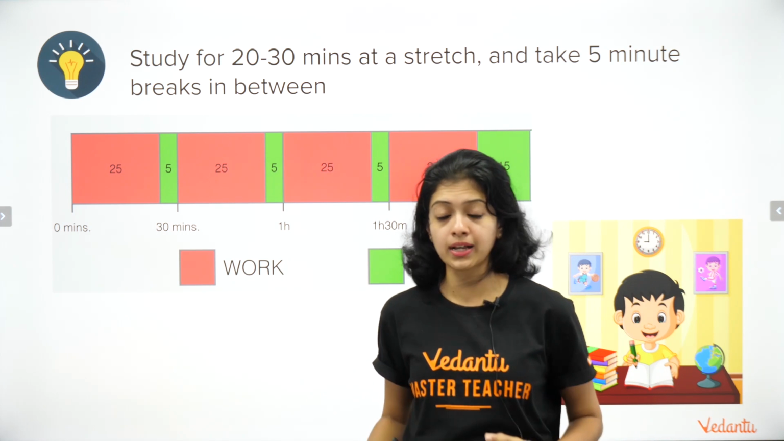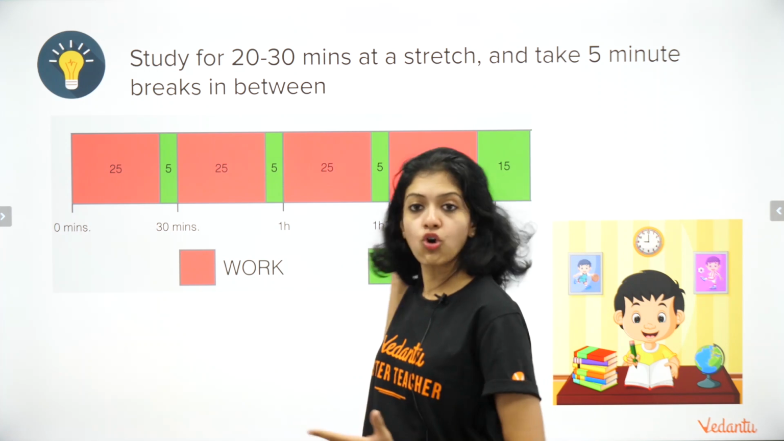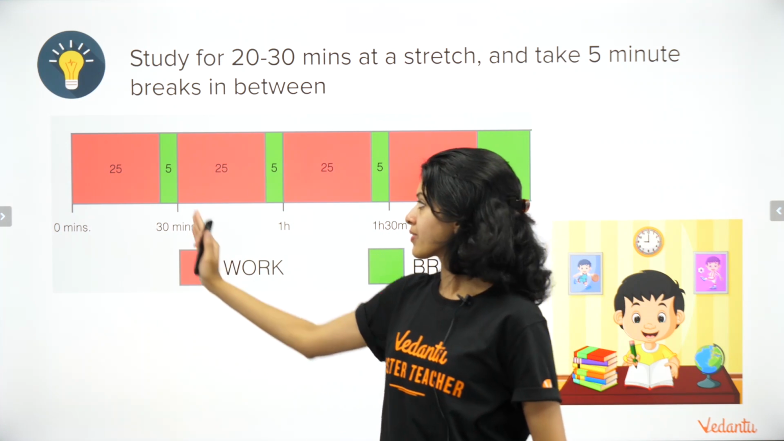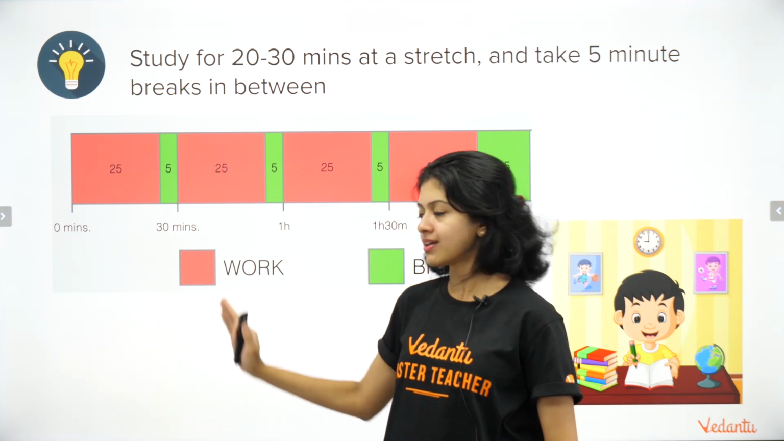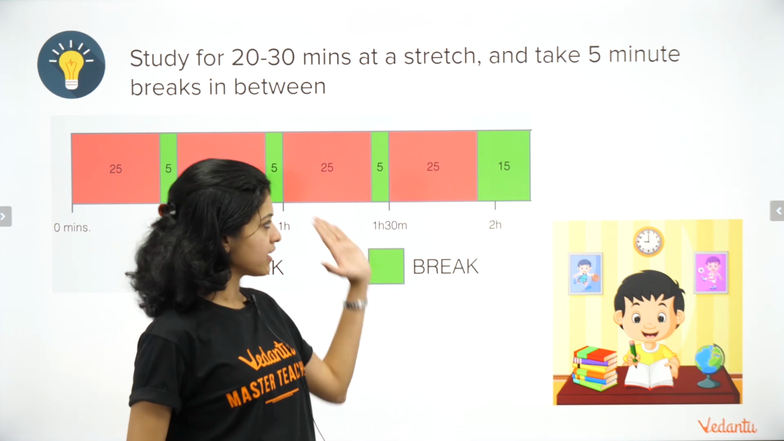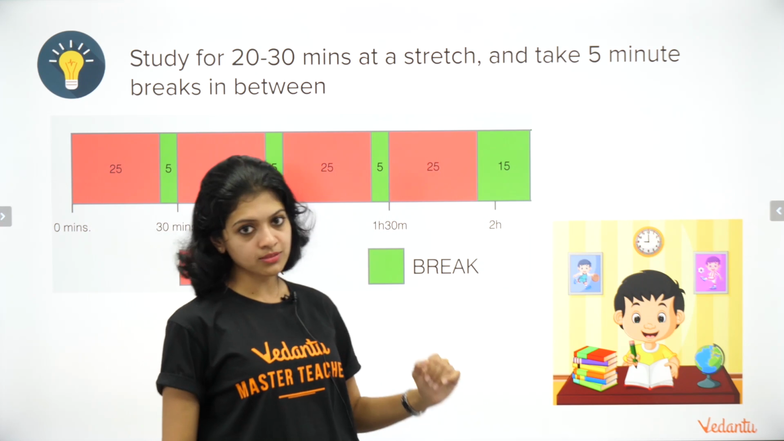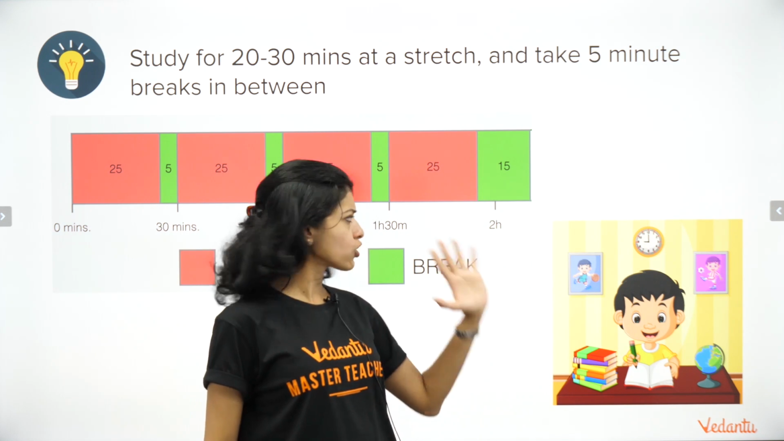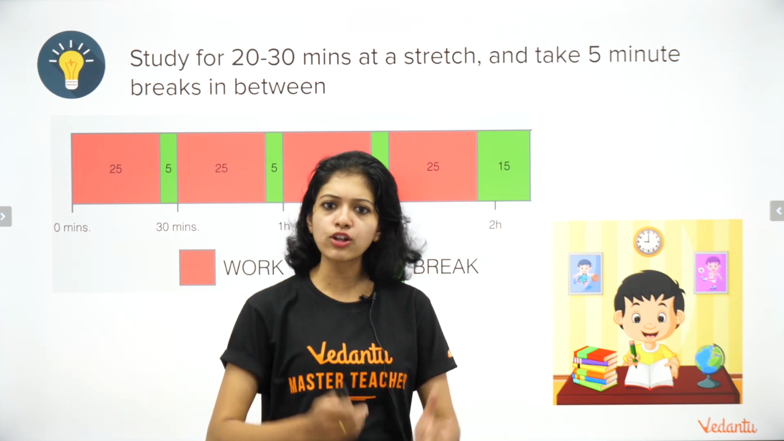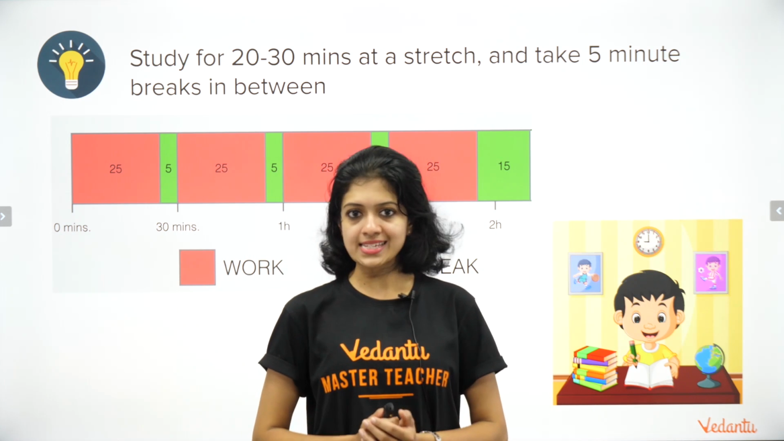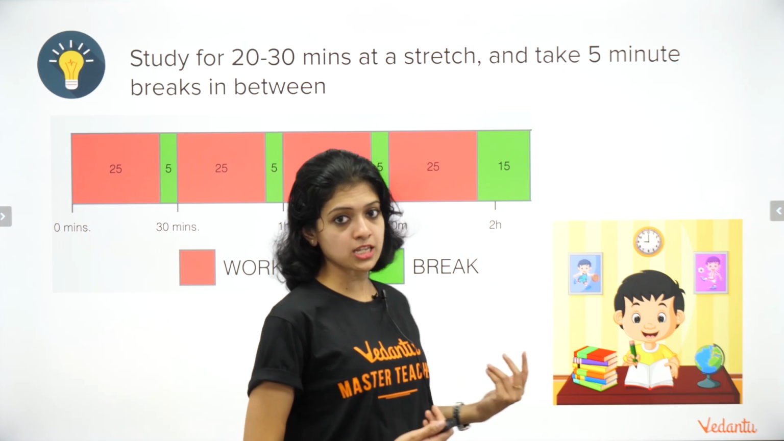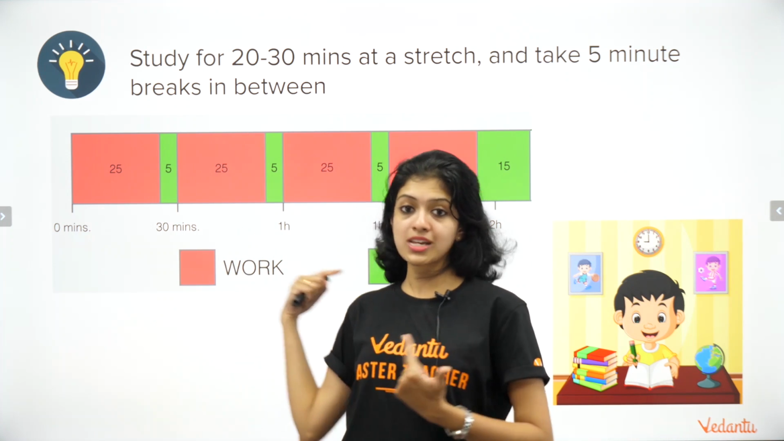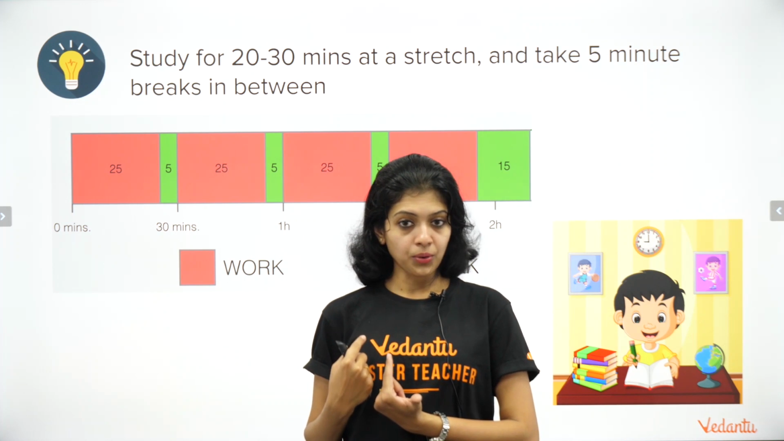And how does this work? You divide your time into perhaps 25 minutes of studies at a stretch, and then you take a 5 minute break, again the next 25 minutes, again a 5 minute break, and so on until about 2 hours. And when you're close to 2 hours, you can take a slightly longer break of about 15 minutes, right? And when you come back after that break, it would be a good idea to sit and revise whatever you did in those 2 hours, okay?